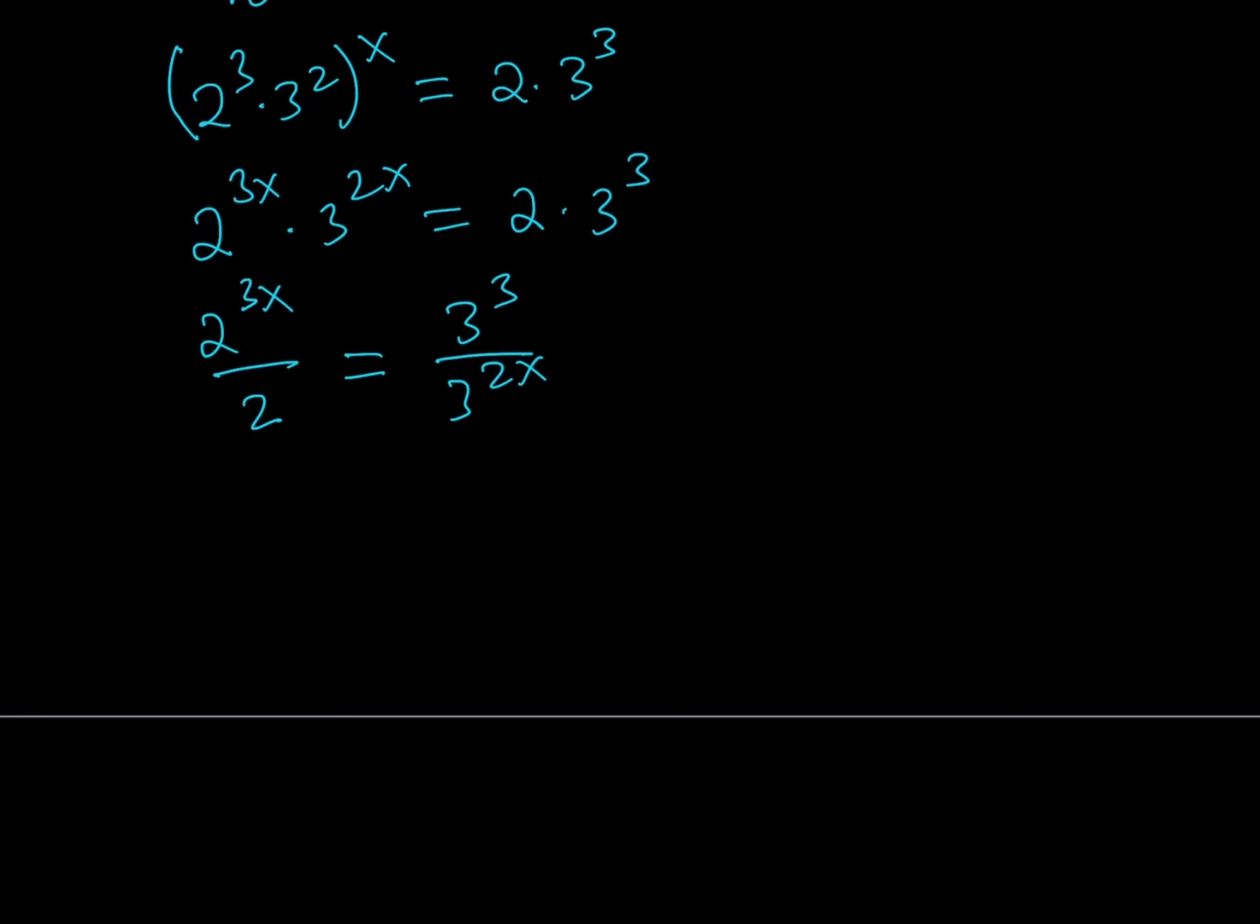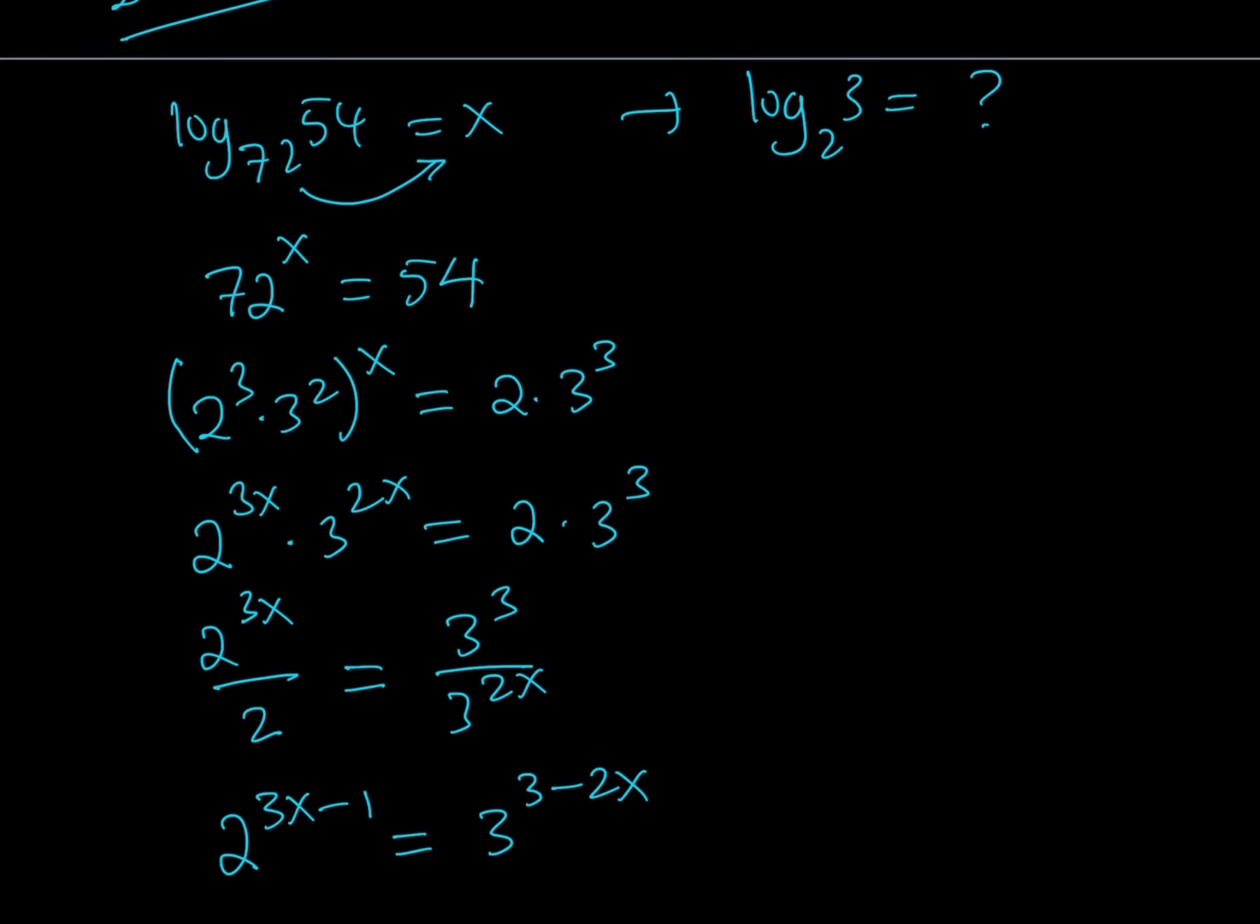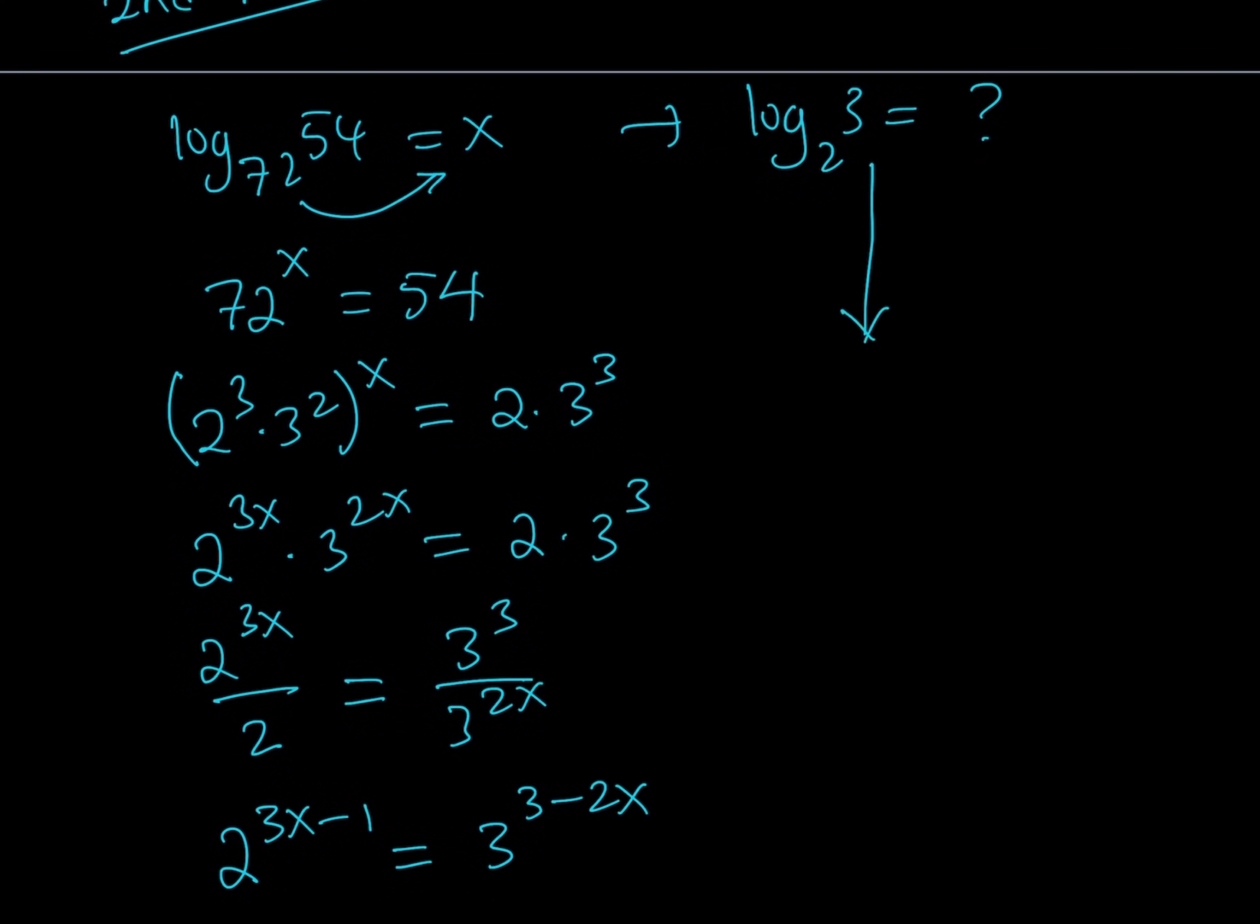Now, by using rules of exponents, if you divide two powers with the same base, you subtract the exponents. So this is going to give me 2 to the power 3x minus 1 on the left hand side, and on the right hand side I'm getting 3 to the power 3 minus 2x. Great. Now we're almost there, but remember our goal is to find this expression here. So how am I going to find that, right? Or how can I use this to find it?